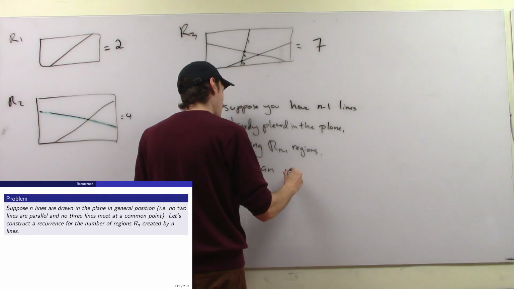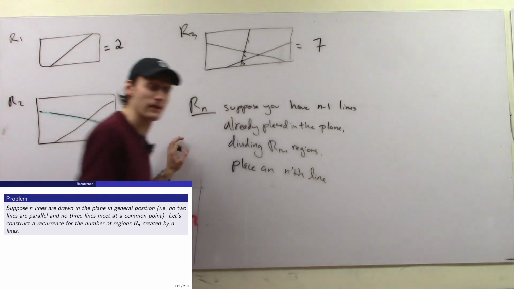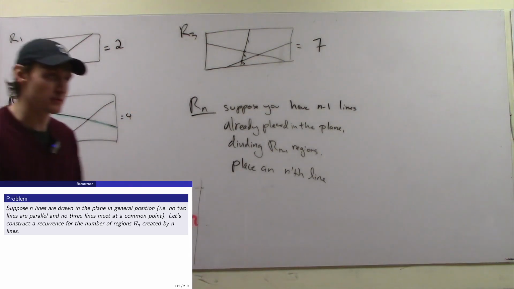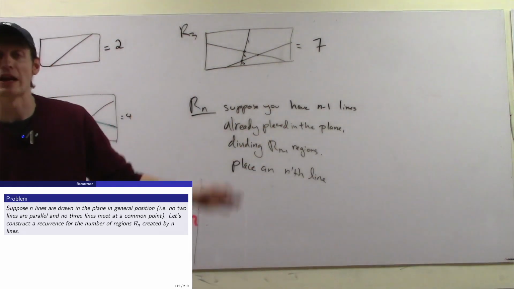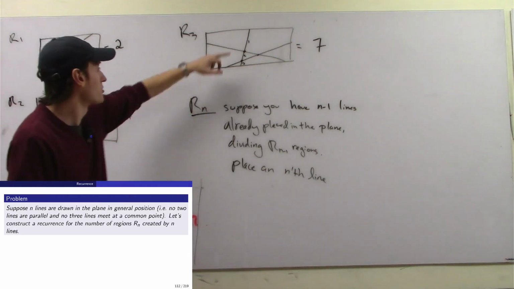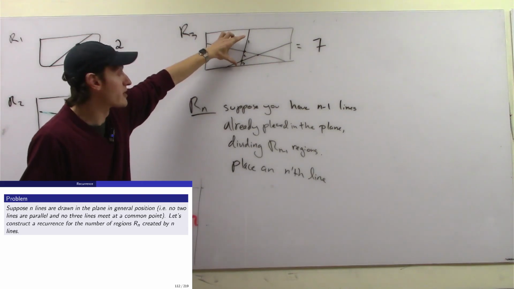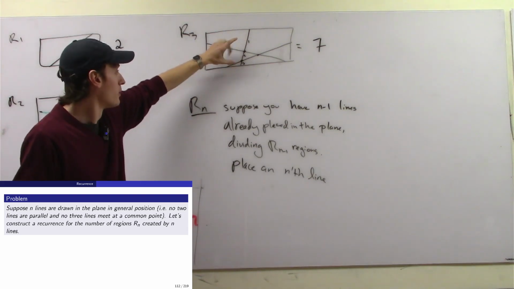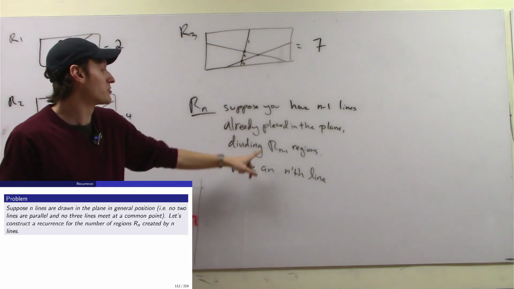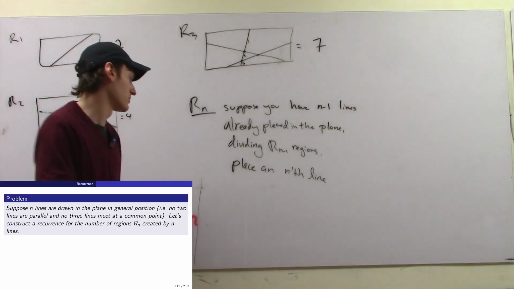Place an nth line. Okay? So we're in general position, so not parallel to any of the ones before, not intersecting three ways with any of these. Similar to this idea here, right? When we cross two lines, our newest line got split into three. Our new line, this nth line, will intersect all n minus 1 and will be divided into n subsections.